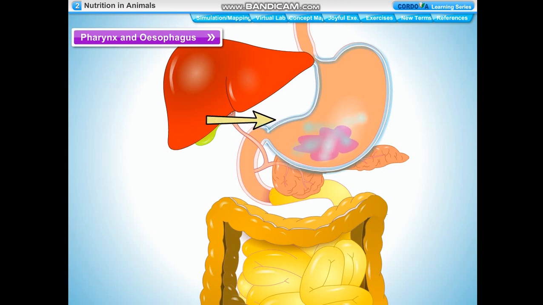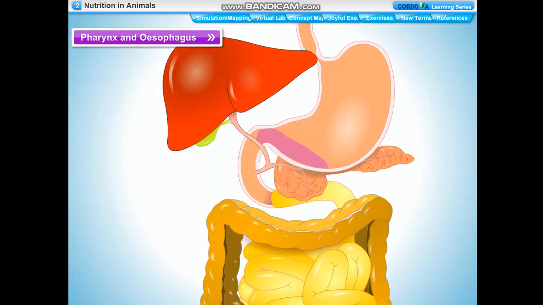In the acidic medium, pepsin digests the proteins in the food to form simple soluble substances called peptones. Consequently, the food gets converted into a partially digested semi-solid food called chyme. The chyme leaves the stomach and enters the small intestine.